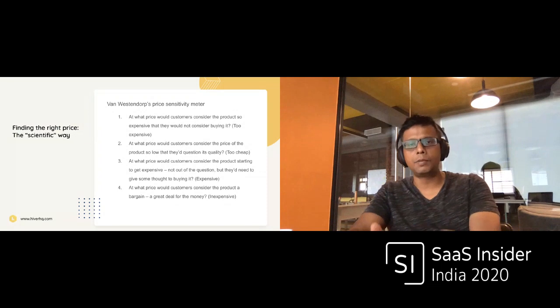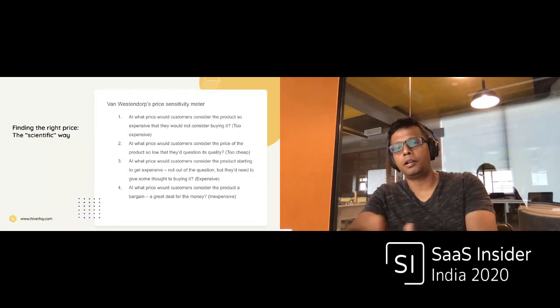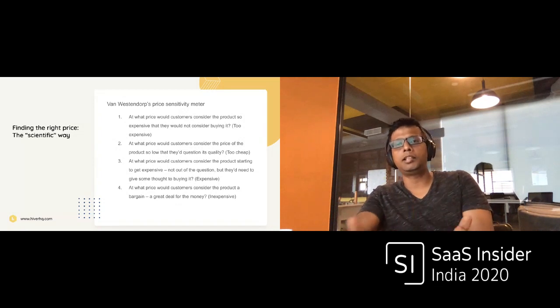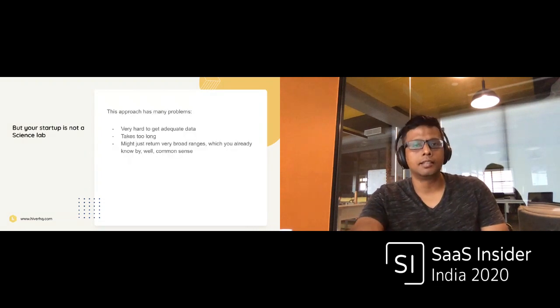So this makes sense. This makes perfect sense, right? You're anchoring it in a range where you think there is a good match between the perceived value of the product and the price you are charging, right? So what's wrong with this?